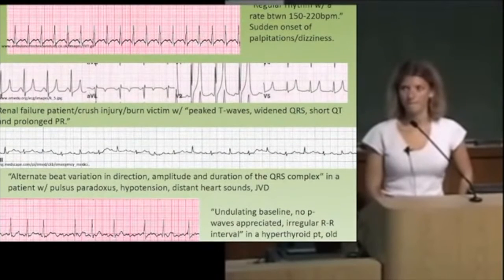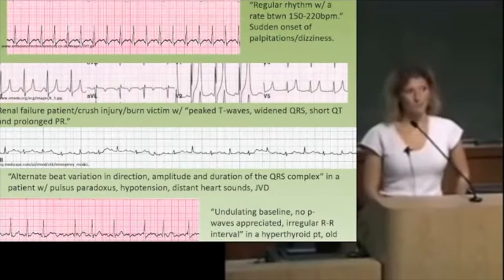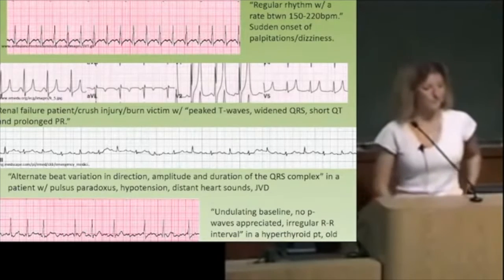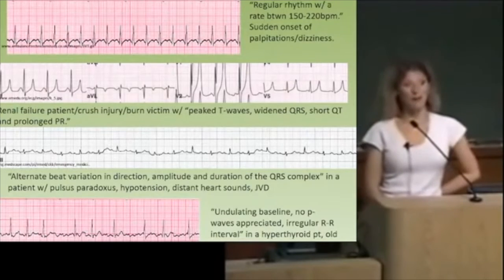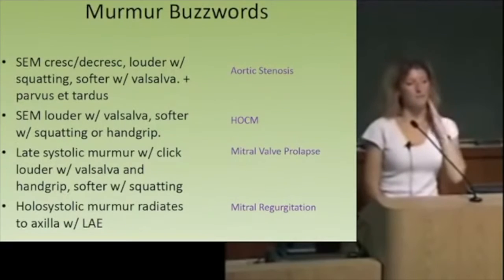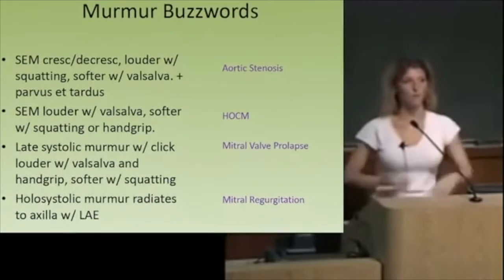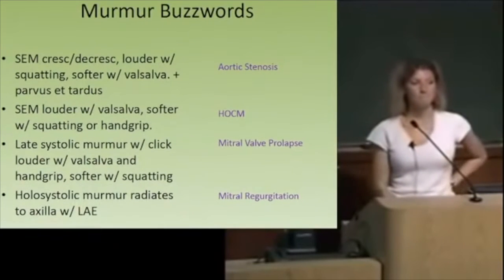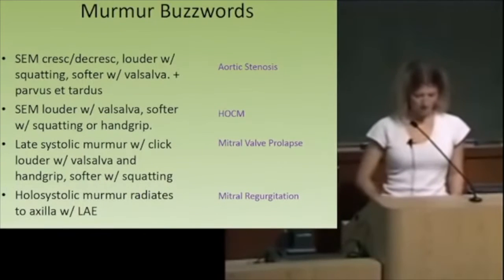All right. So now let's go to murmurs, the other common question type in the cardiology section. So I've got a systolic murmur. It's crescendo, decrescendo. It's louder when they squat, softer when they Valsalva, and you might see parvus et tardus in their pulses when you're palpating aortic pulse or peripheral pulse. Aortic stenosis, very good.